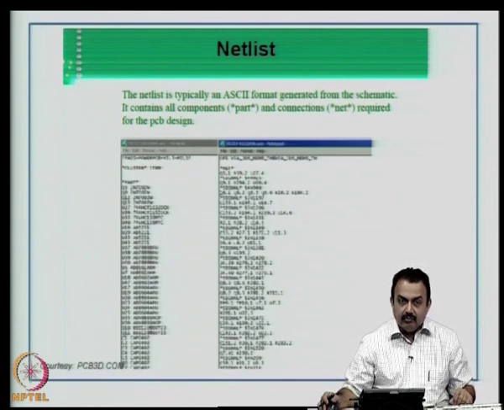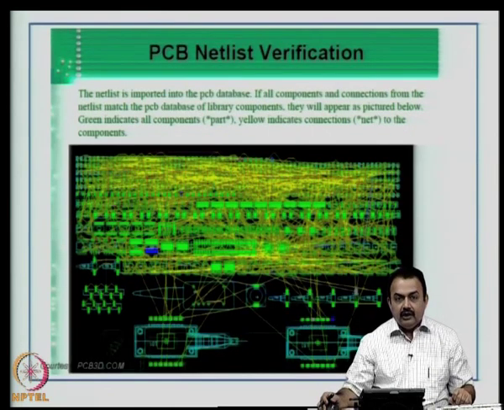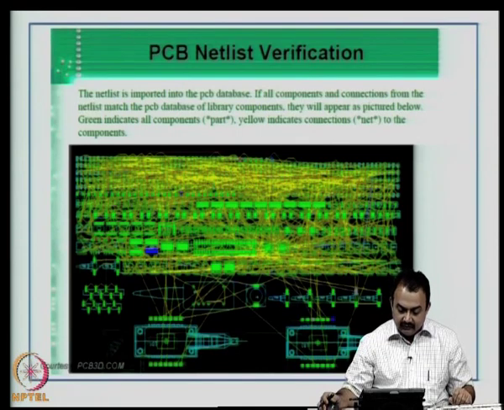And net list is very important if you want to export your work to some other CAD program. So, the net list is typically an ASCII format file generated from the schematic. It contains all component and connection details, that is the part and the net information required for the PCB design. Then you do a netlist verification. So, as you can see in this figure, there is what is known as the rat's nest. The components are dumped on the screen in the layout module of your package with the connections.